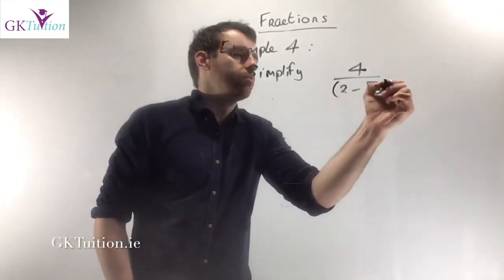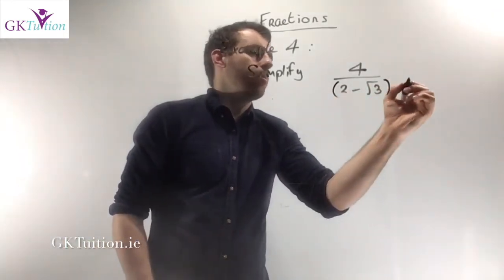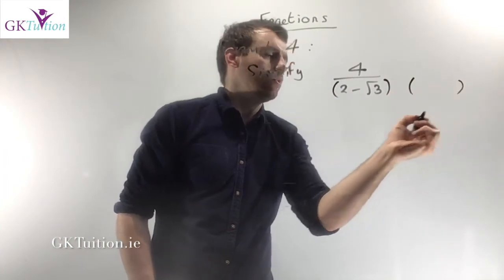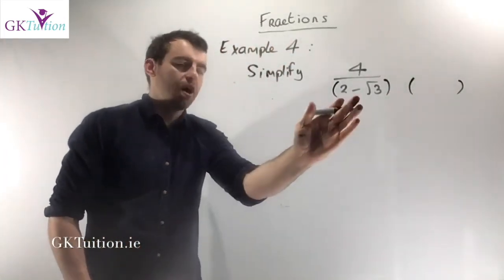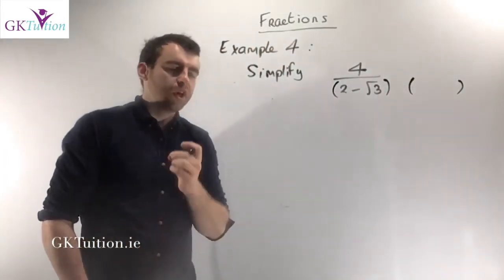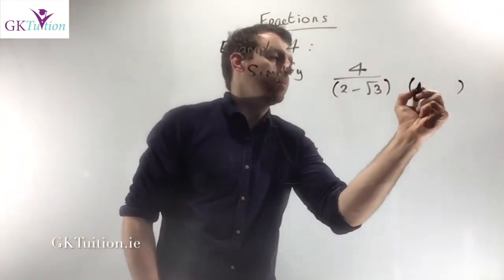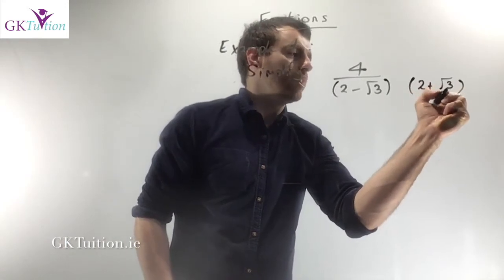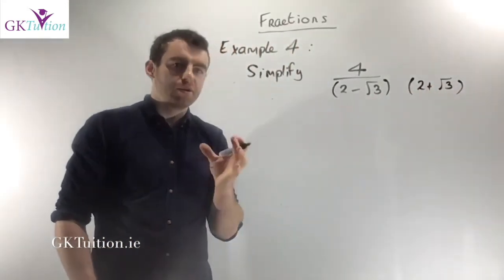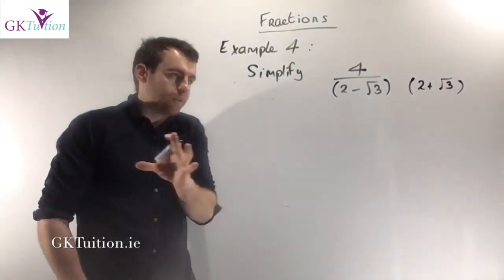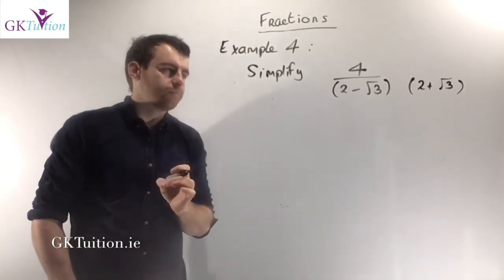What I need to do is multiply 2 minus root 3 by what's called the conjugate of 2 minus root 3. To get the conjugate of 2 minus root 3, you change the sign in front of the surd. So 2 minus root 3 multiplied by 2 plus root 3. If I multiply that out as double brackets, I'll have no more surds, they're going to cancel each other out.